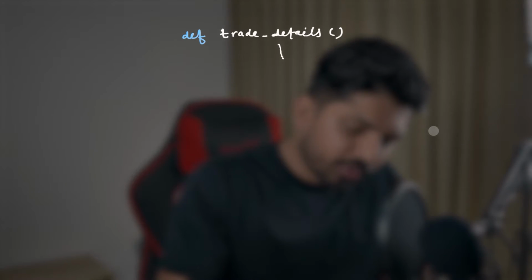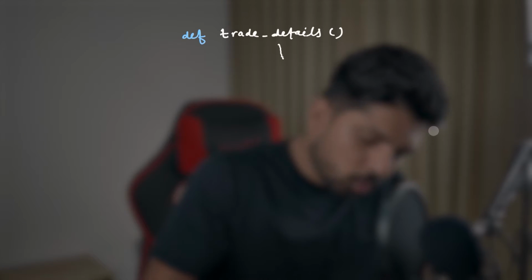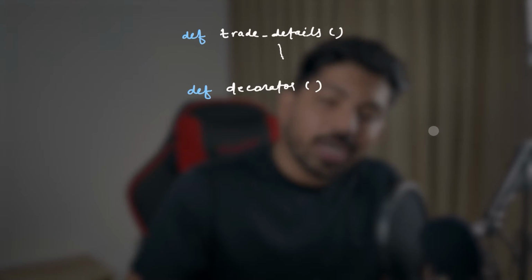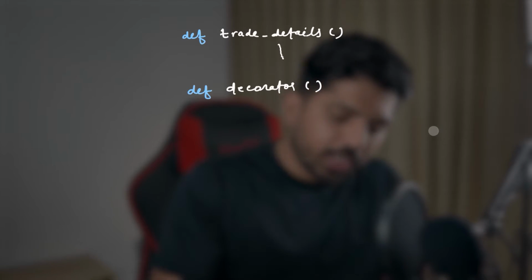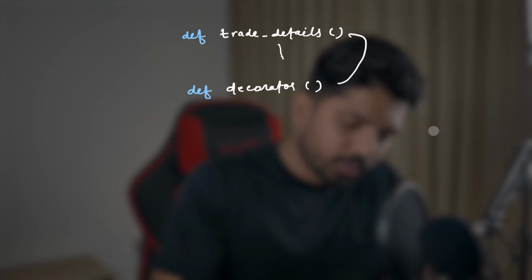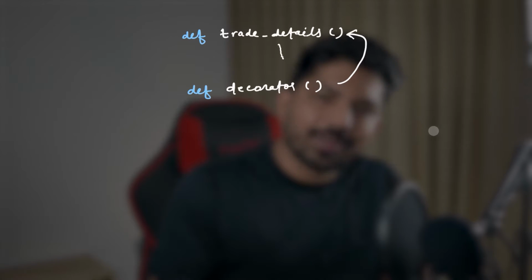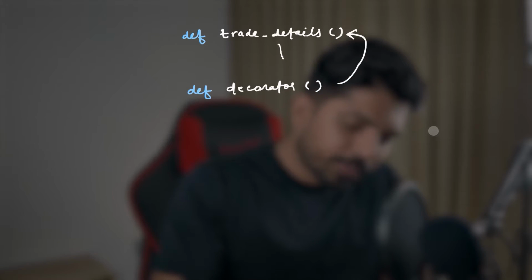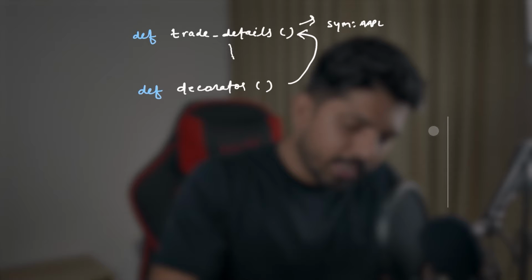And we have another function, and that we will be using as a decorator. Let me give it the name decorator. What it will do is add some functionality to this function, right? Sometimes we require some patterns. So let's say the function is printing out some trade details, a dictionary, inside which the symbol is Apple and the price is, let's say, 100.